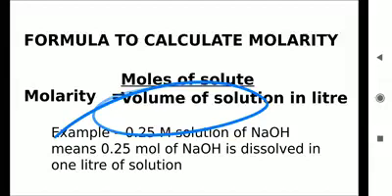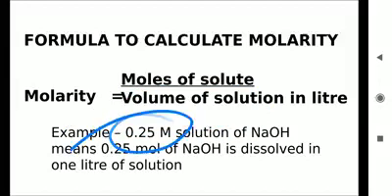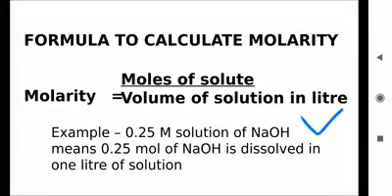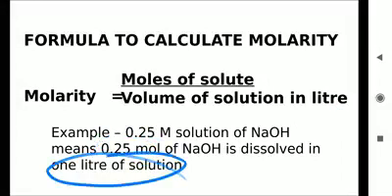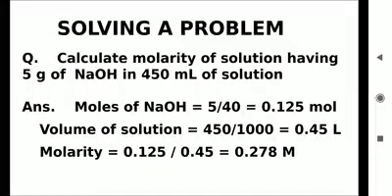Example: if a 0.25 M solution of NaOH is given to you, it means that 0.25 mole of NaOH is dissolved in 1 liter of solution, because molarity is moles of solute upon volume of solution. So let us solve a problem related to it.